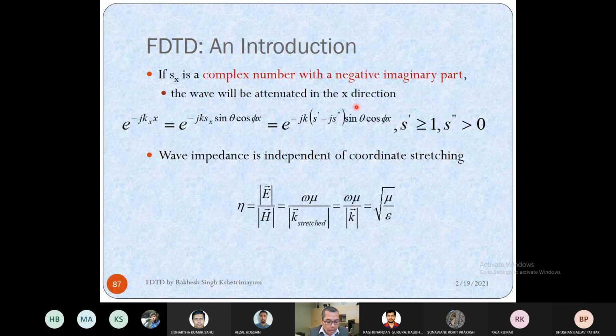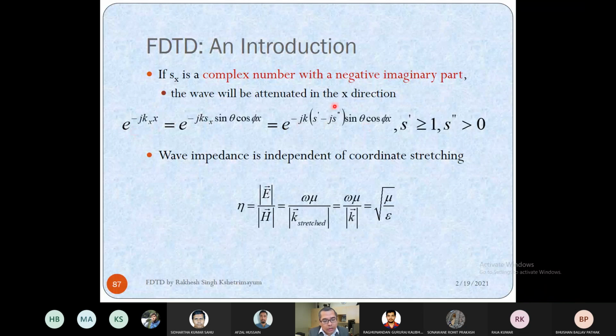The first point was that the K stress vector amplitude in the stretched coordinate system is the same as that of the original problem, which is the K vector. Another thing is that if I have a wave which is propagating along the x-axis, I can attenuate the wave by just taking my scale factor with a positive real part and a negative imaginary part. So I have a wave which is highly attenuating along the x-axis. I want to attenuate the wave along the x-axis.